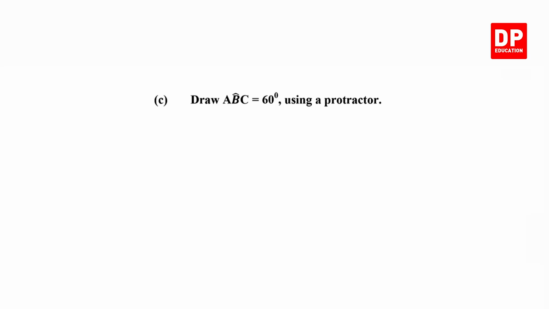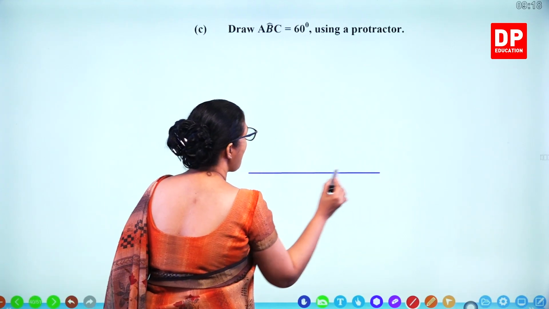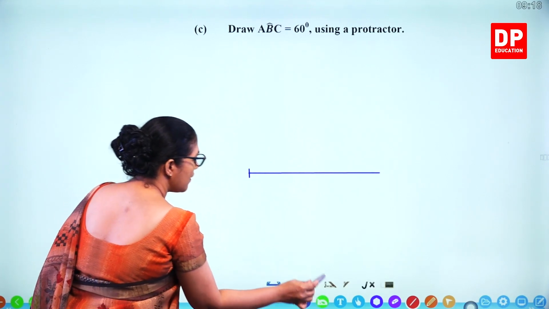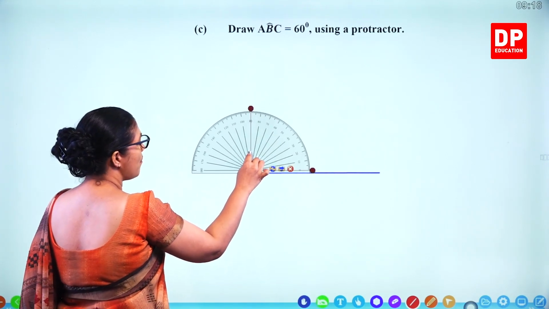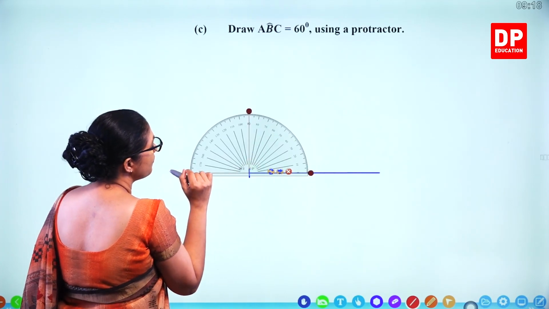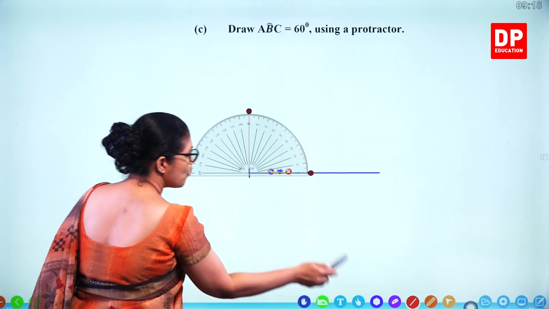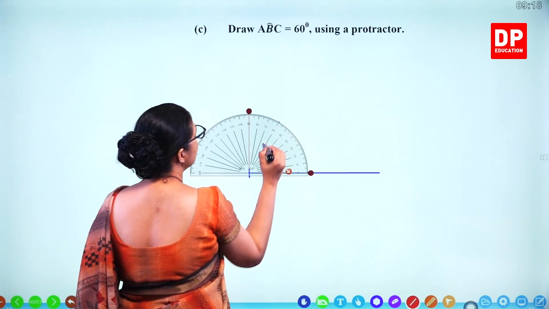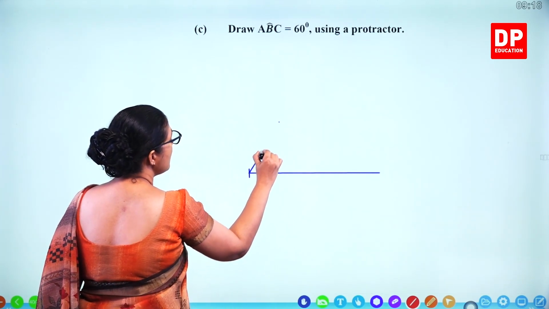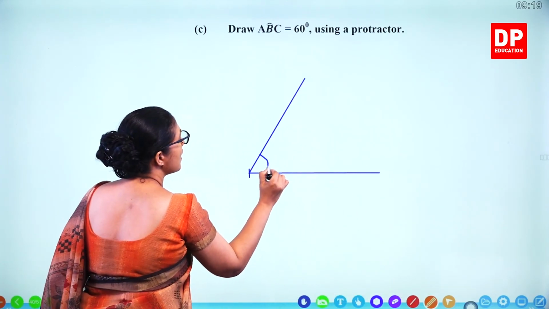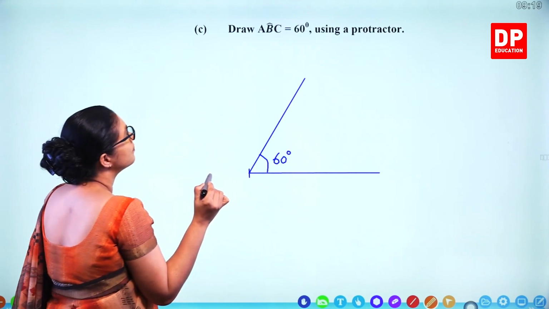Draw ABC 60 degrees using a protractor. First draw a line and then we'll draw 60 degrees to this point. Take the protractor, keep it on this point, and then from here we have to measure 60 degrees. So the 60 line is here. Now take the ruler and connect. So this angle is 60 degrees.